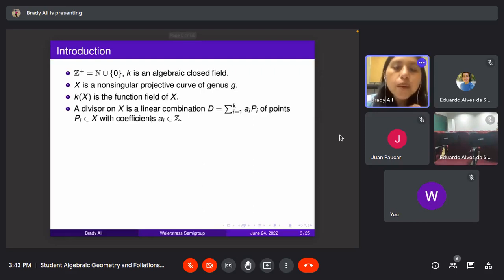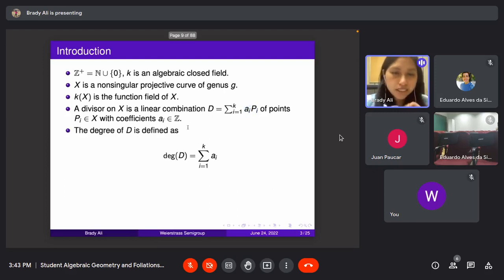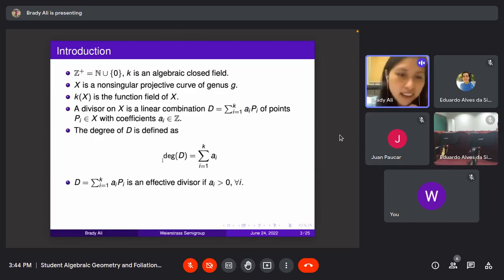And I'm going to define a divisor on a curve. A divisor on a curve is just a finite sum of coefficients a_i and points p_i, where these coefficients a_i are integers. The degree of a divisor on a curve is defined as the finite sum of these coefficients a_i. And we say that a divisor D is effective if every one of these coefficients a_i is greater than or equal to 0.